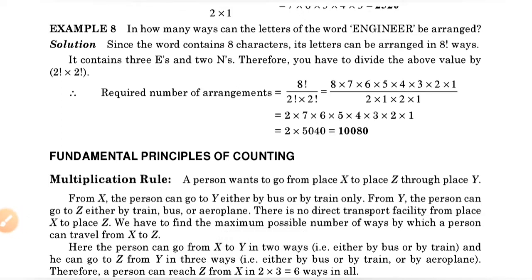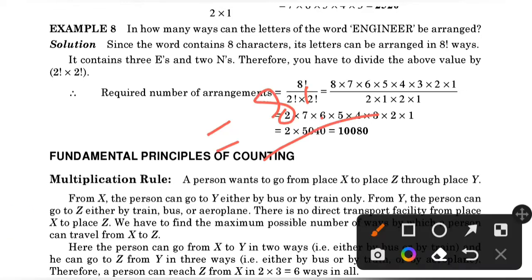in how many ways can the letters of the word engineer be arranged? Now the word engineer contains 8 characters, so its letters can be arranged in 8 factorial ways. But also in this 8 characters word, some alphabets are repeated, that is E comes 3 times and N comes 2 times, so that's why we divide 8 factorial by 3 factorial and 2 factorial in order to get out the required number of ways.